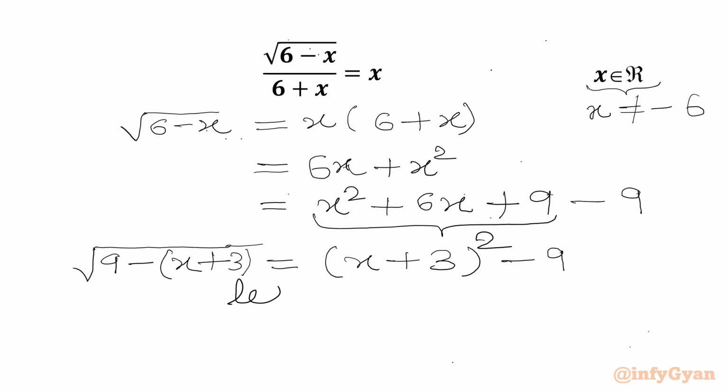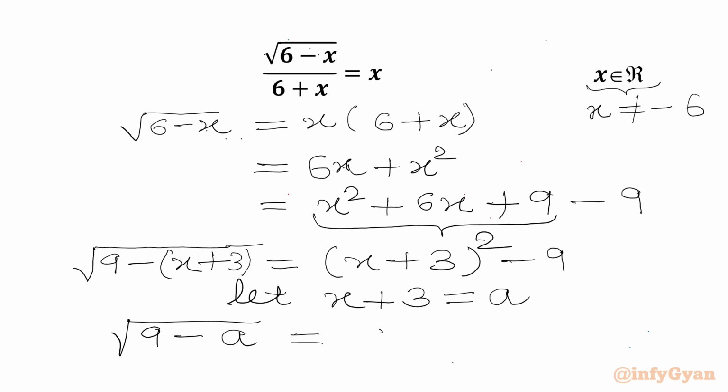Now we can assume substitution. We can consider x plus 3 equal to a. So I can write square root 9 minus a, this will be equal to a square minus 9. Let me write here square root 9 minus a equal to a square minus 9. Now I will consider squaring both sides.